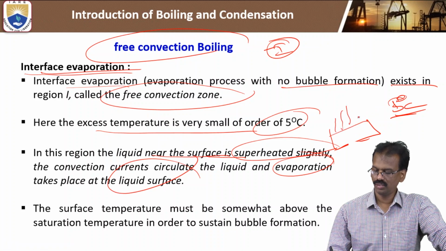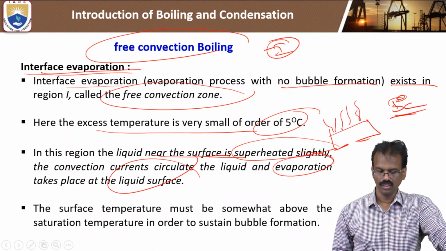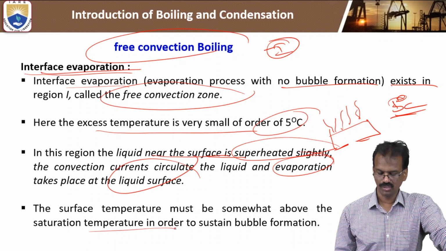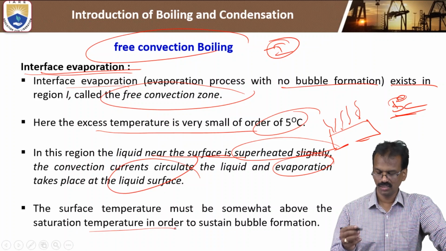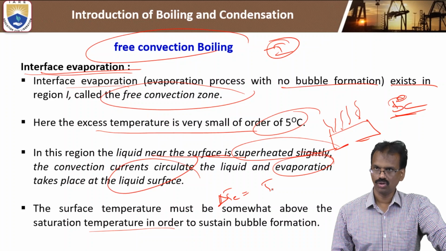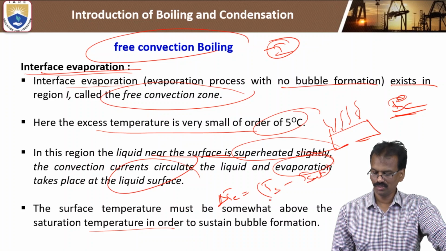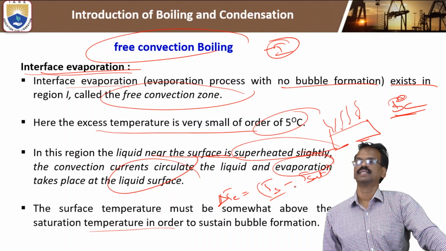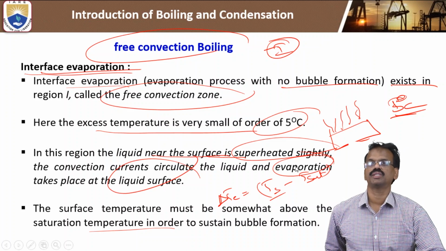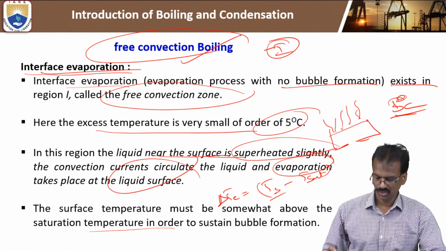Evaporation takes place at the top surface of the liquid. The surface temperature must be somewhat above the saturation temperature. There must be some excess temperature, delta T. You know that delta T is equal to the solid surface temperature minus the saturation temperature. There must be some excess temperature, at least up to 5 degrees Celsius. We will see this type of evaporation, and this is called free convection boiling.